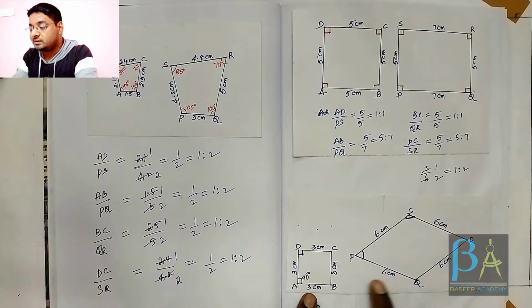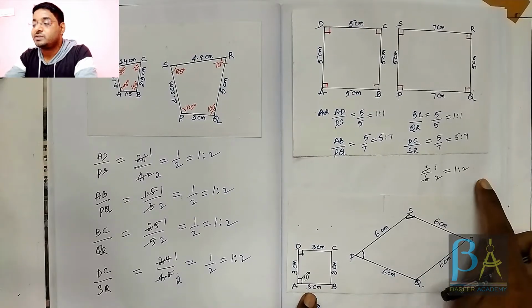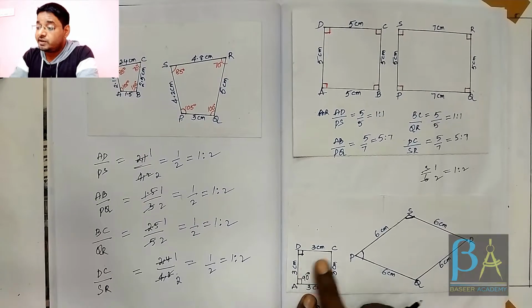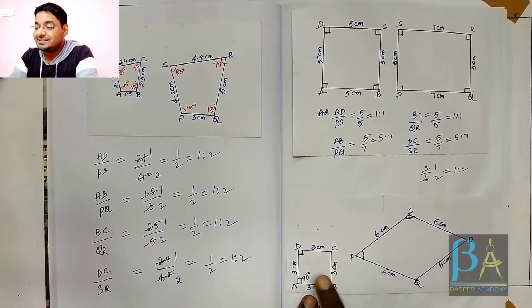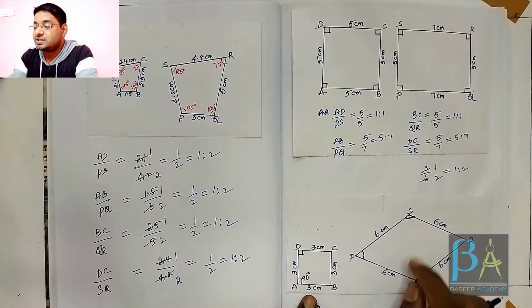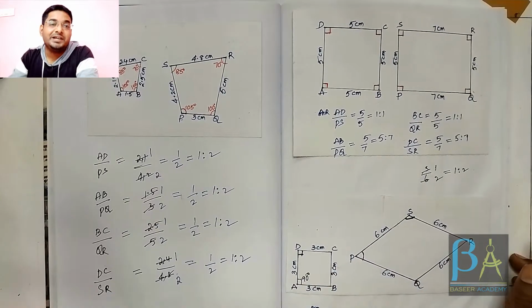3 by 6 gives you 1 by 2, which is nothing but 1:2. Even though the ratio of corresponding sides is the same, since the corresponding angles are not equal, the two figures are not similar to each other.